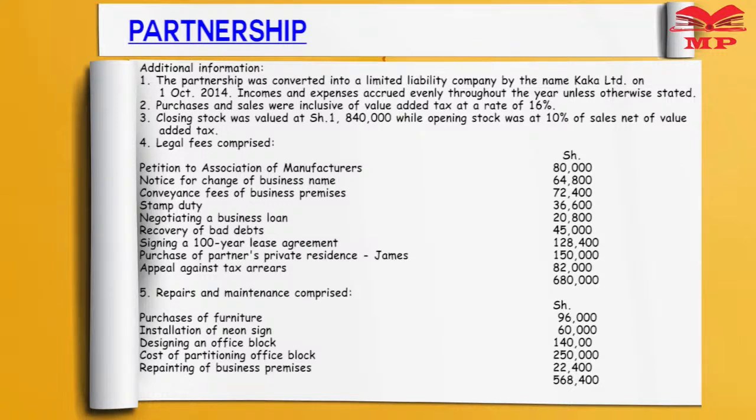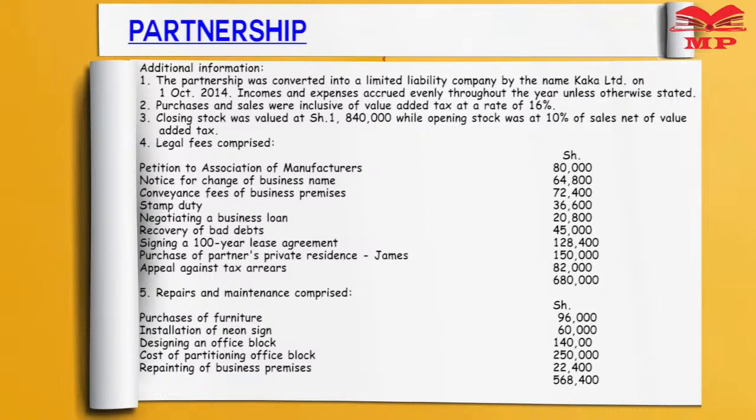Number 4, legal fee comprised petition to Association of Manufacturers, notice for change of business name, conveyance fee for business premise, stamp duty, negotiating a business loan, recovery of bad debts, signing a 100-year lease agreement, purchase of partners' private residence by James, and appeal against tax arrears.